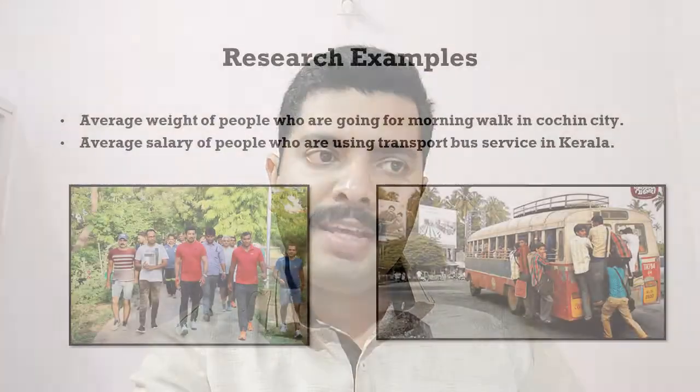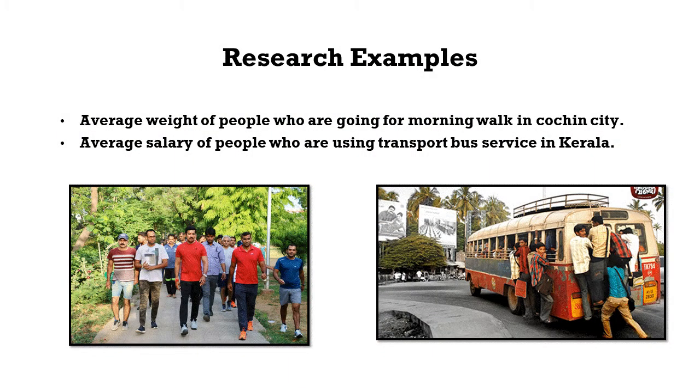Now, one more example of a non-parametric test scenario: a research scenario could be something like the average salary of people who are using the transport bus service in Kerala. Again, you cannot tell how many people are using transport buses in Kerala and who they are. You cannot take the number of them. It's very difficult. In these scenarios, you use a test that is known as a non-parametric test.